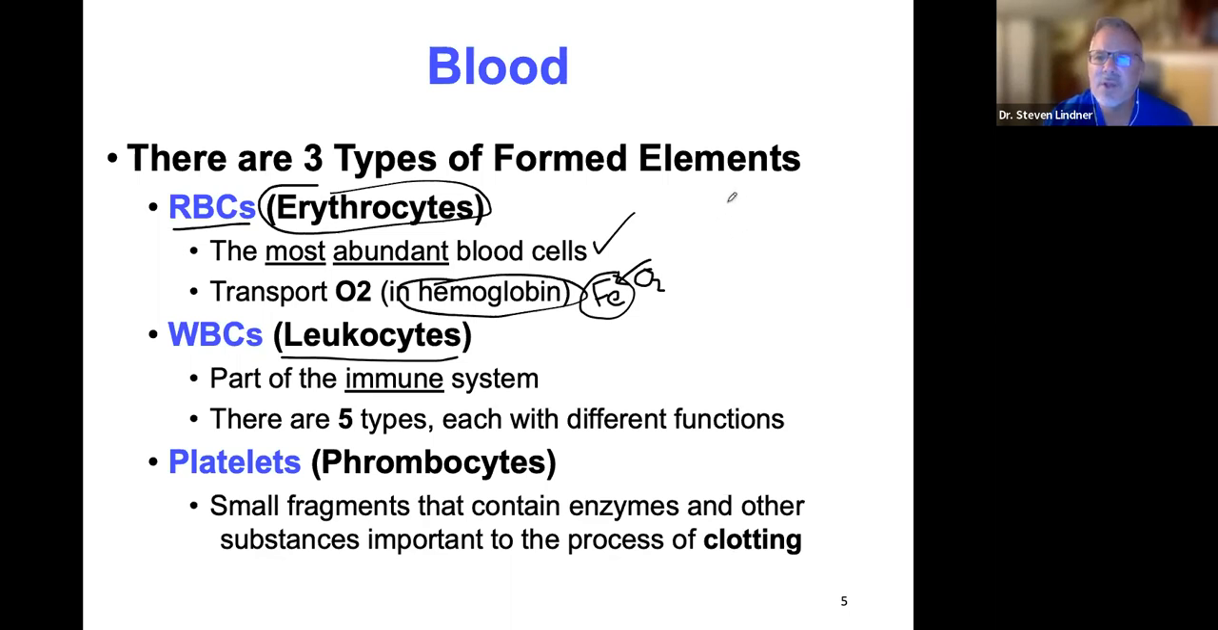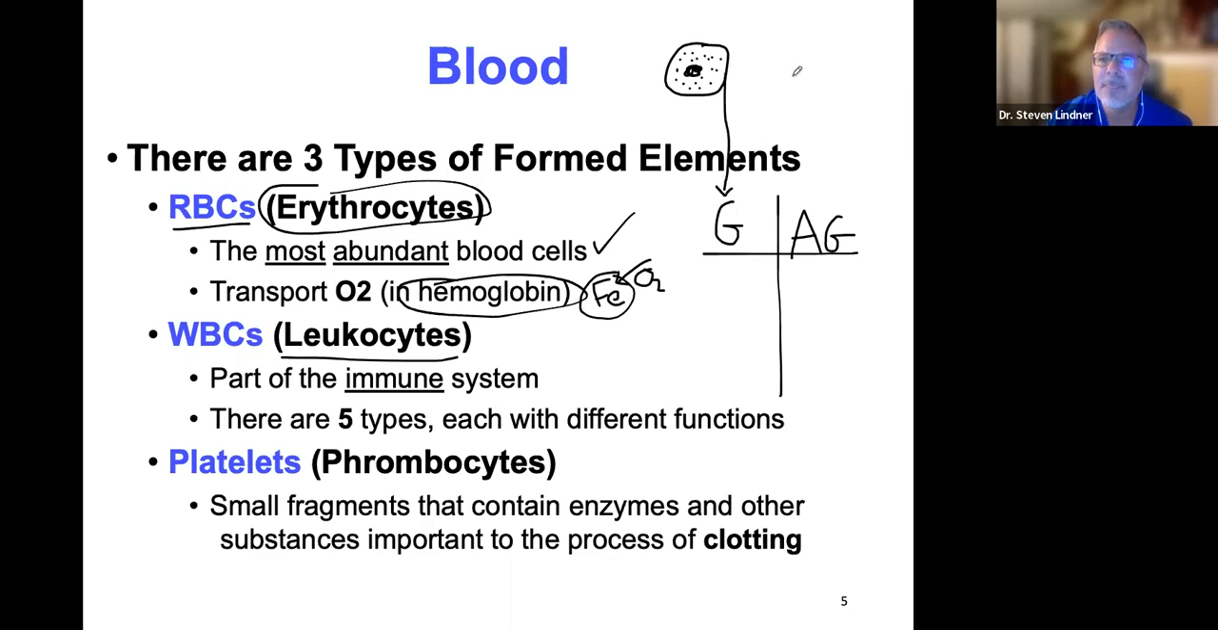Now we have granulocytes. I'll put a G for granular. And then we have agranular. What I mean by granular is, let's say here's a cell, and here's a nucleus. When you have a bunch of sandy-like granular substances in the cytoplasm and it looks grainy, then we say that's granular. When you have a cell that has a nucleus in the center and the cytoplasm is clear, then that's agranular. A means without.